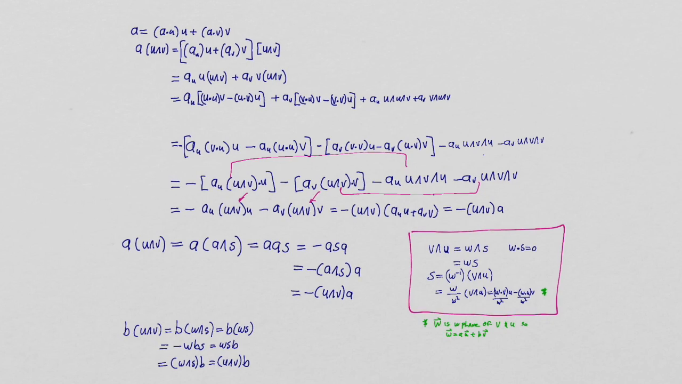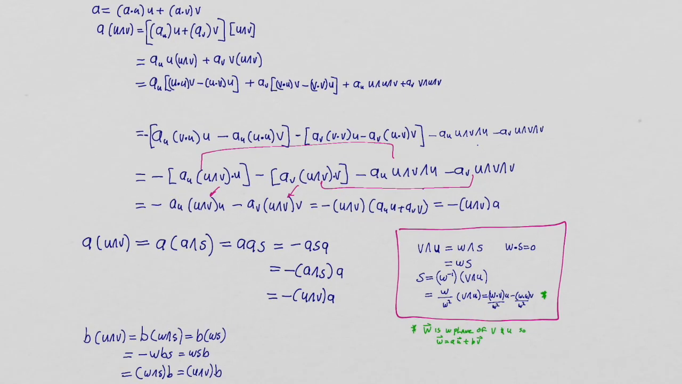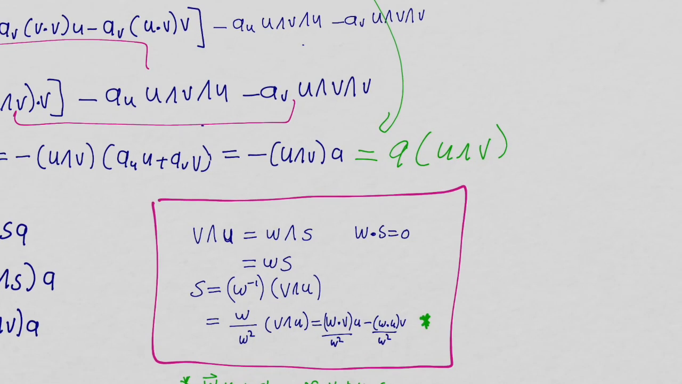So that's ultimately what we've shown, right? If you go all the way back to the beginning, this guy, if you put it down here, equals A U wedge V, which is what we're trying to show.